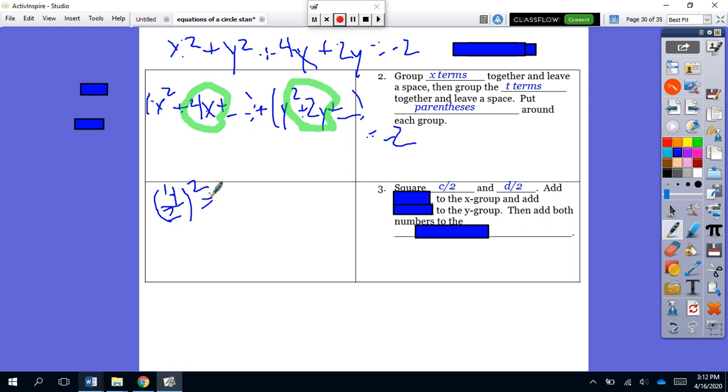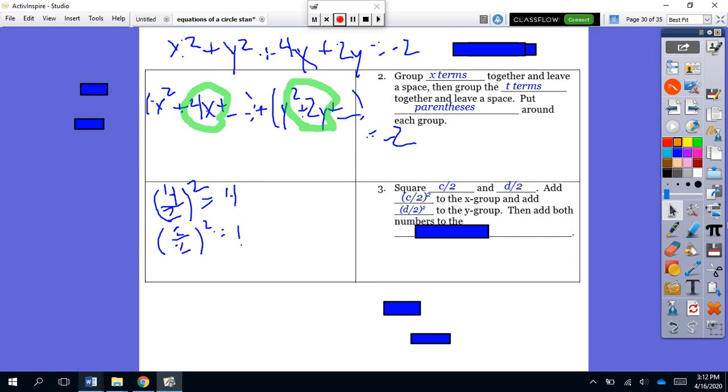Well, 4 divided by 2 is 2, and 2 squared is 4. And then I'm going to do the same thing with this y, this 2, which is d in the general equation. So 2 over 2, take half of that, and that's just 1 squared. Okay, and then I'm going to square it and add that to both sides. So add, this is c over 2 squared, this is d over 2 squared. Add it inside your parentheses.